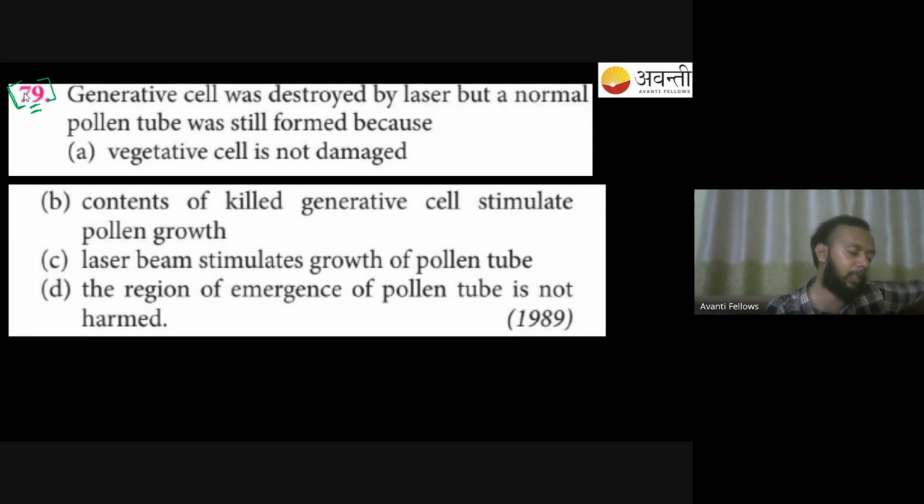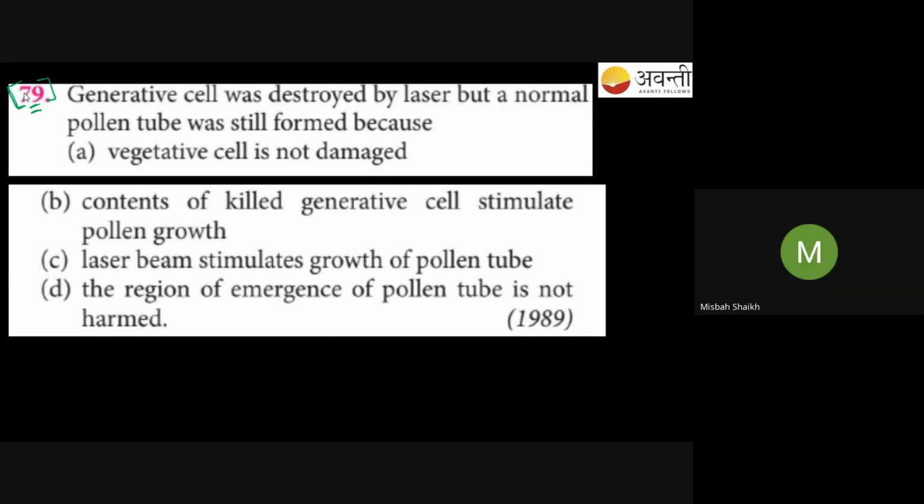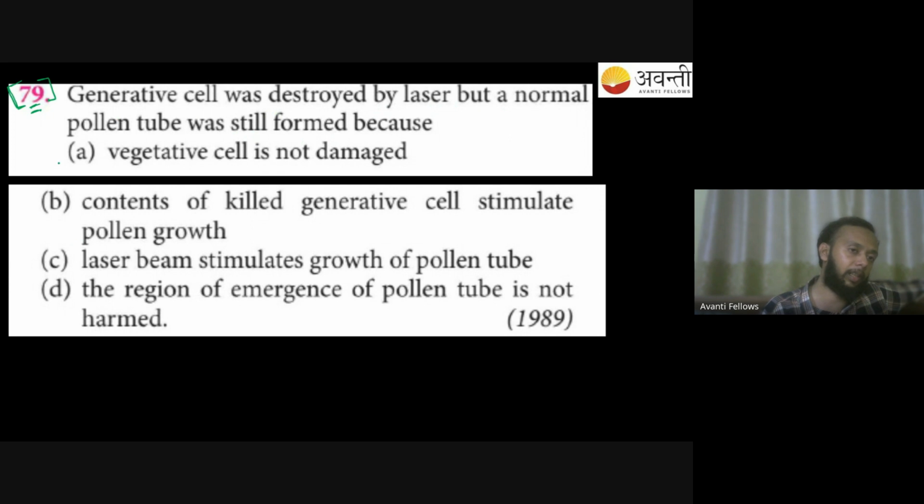Tell us, Misbah. Option A. Misbah says option A. Shikha, what do you think? Sir, option D. Okay. Now let me tell you. The region of emergence of pollen tube is not harmed. That is not a very appropriate answer. I'll tell you why it's not an appropriate answer, because you have an option A over here which says that vegetative cell is not damaged.